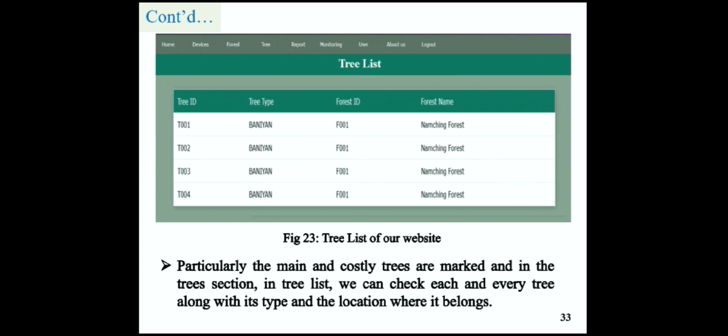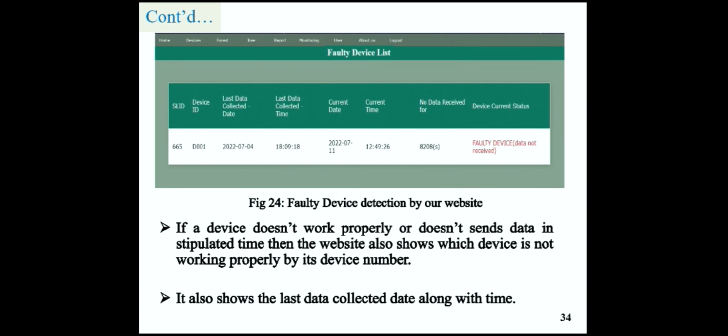So next we will see the faulty device list. So this is the faulty device list. As I've said earlier, if a device doesn't respond for more than 30 seconds, it will be considered as a faulty device. If the device doesn't work properly or doesn't send data in the stipulated time, then the website also shows which device is not working properly by its device number. It will also show the last data it has sent, and it will also show the current status.